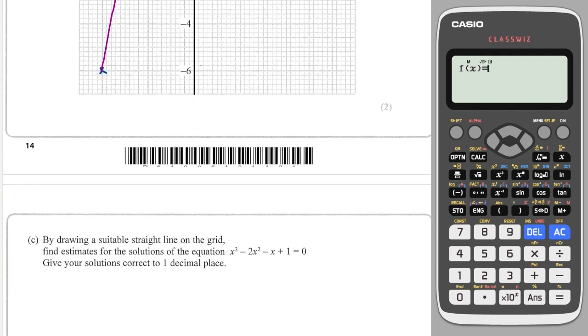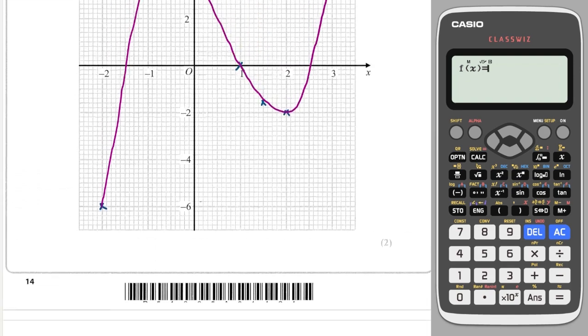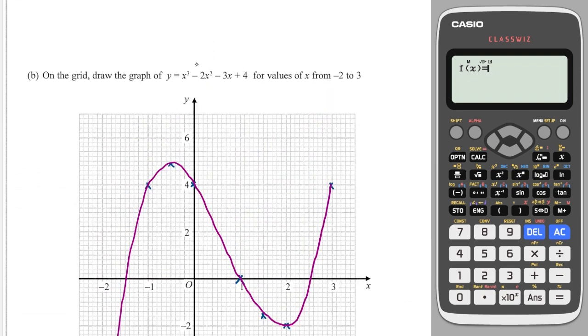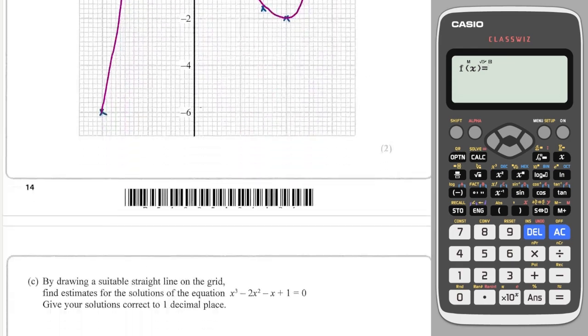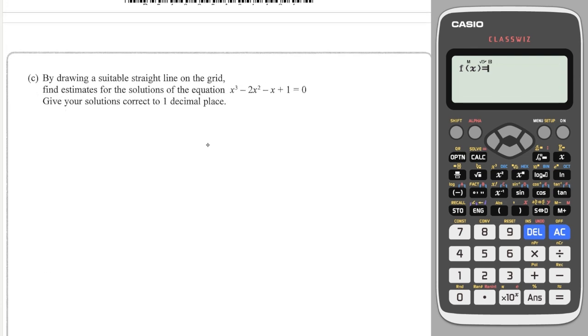It says, draw a suitable straight line on the graph to find estimates for this. Okay, so what we do is we take our equation that we know and that we've drawn on, which is x cubed minus 2x squared minus 3x plus 4. We write that below, so we write x cubed minus 2x squared minus 3x plus 4 equals.